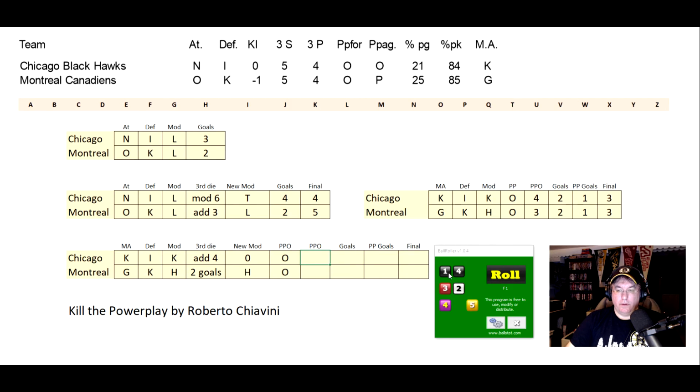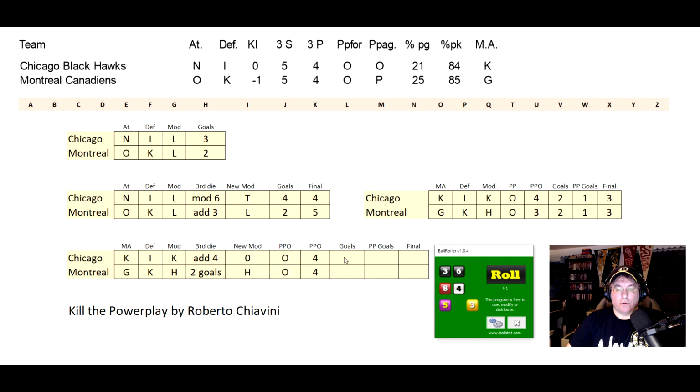So we're going to roll the 2d6 for Chicago first. And an 11. That's really good again. That's 4. So Chicago gets 4 power play opportunities. Now I'm going to roll for Montreal. Column O again. A 9. 9 is really good too. And 9 is 4 opportunities too. So they each have 4 power play opportunities, okay?